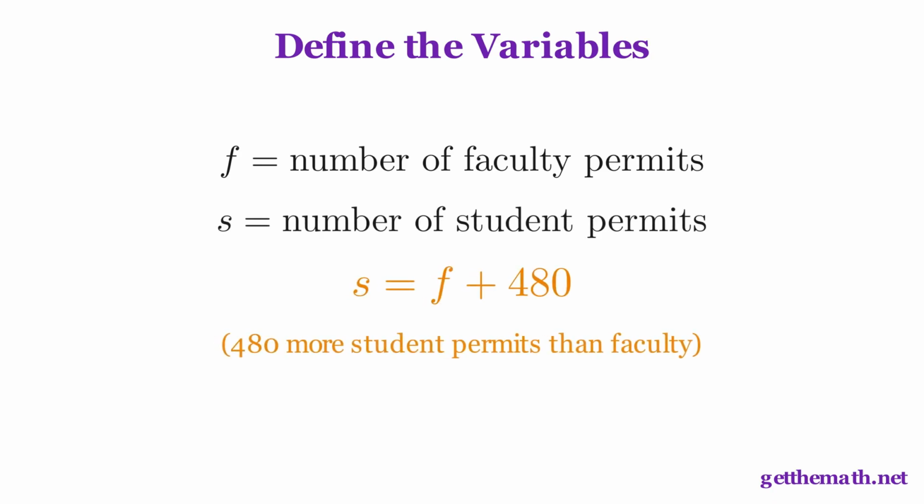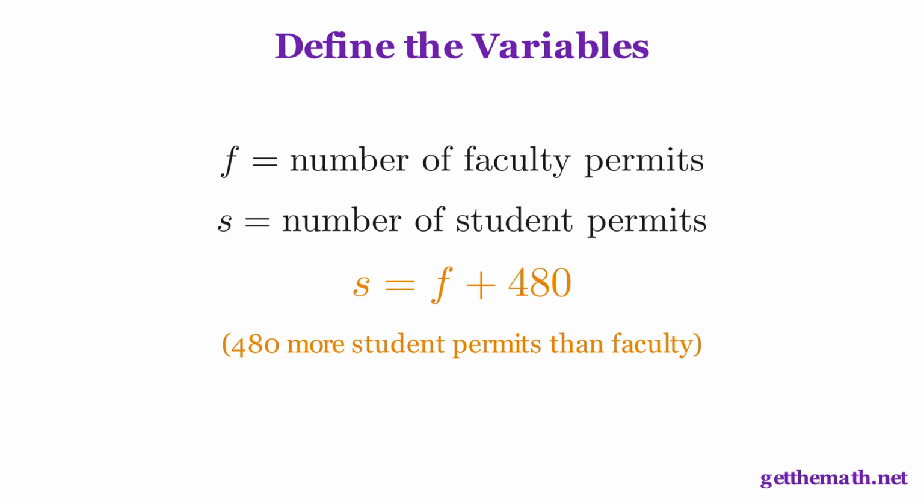The first step in any word problem is to define your variables. Let f equal the number of faculty permits. Since there are 480 more student permits than faculty permits, we can write s equals f plus 480.